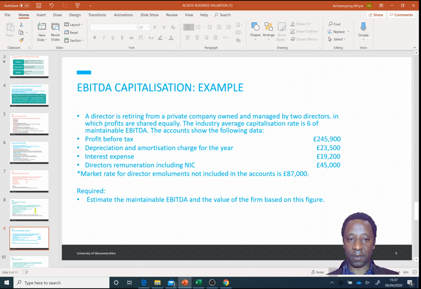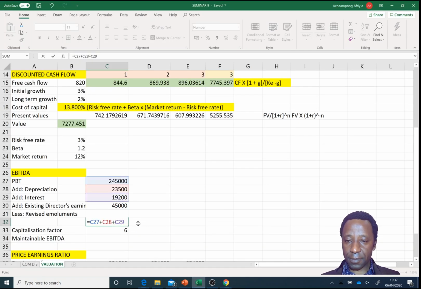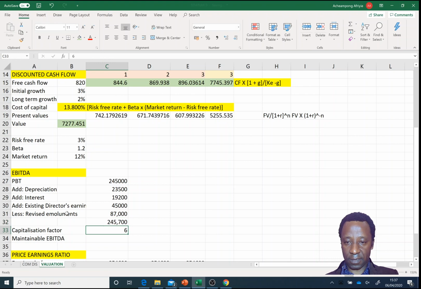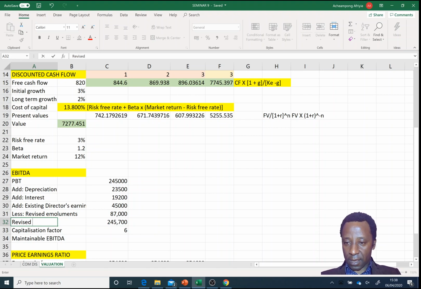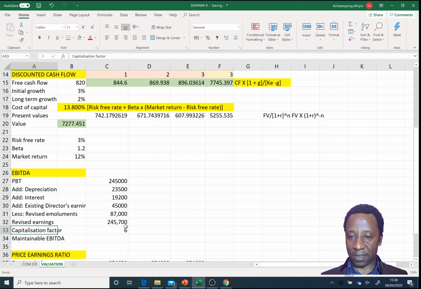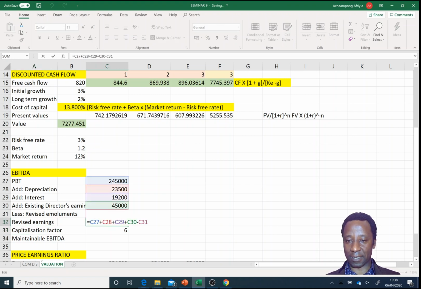So we would be adding back the 45, which was the expense that was deducted in the calculation of the profit before tax, and we would rather take away what the market emolument or remuneration would have been, which is 87k. Let us go back there and we will add back the existing director's remuneration and instead subtract the market rate of 87k. So not too different, but you can see maintainable, or let's say revised earnings is 245,700. Let's make sure we added everything. So add, subtract. Good.